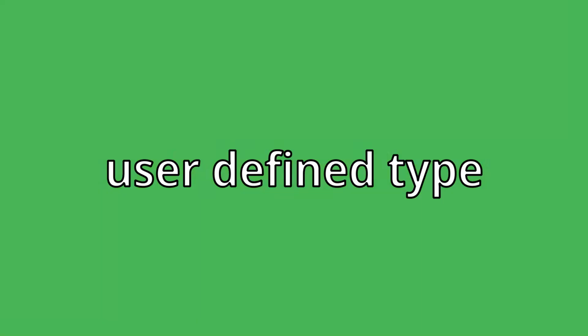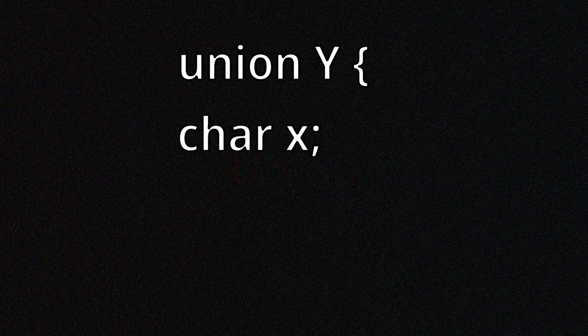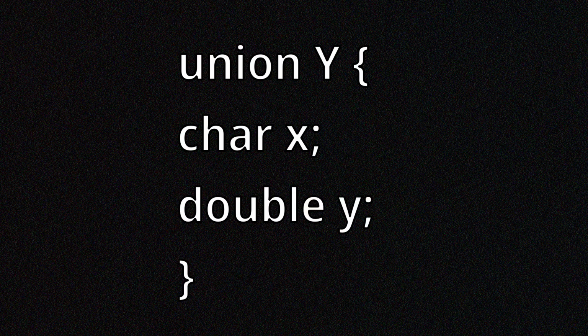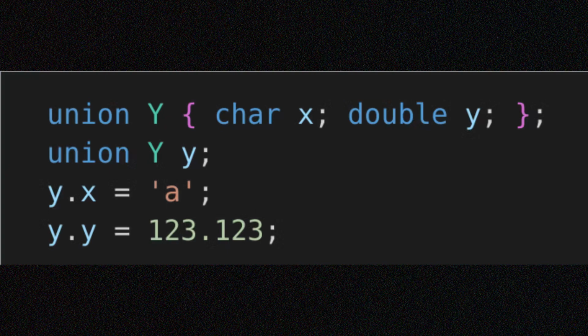In C, there is a user-defined type called a union. It's similar to a struct, except all of the members of a union share the same address. Defining a union is similar to how you define a struct. In this example, I created a union Y, which has the members X and Y. We can instantiate a union and assign to its members, just like you would with a regular struct.